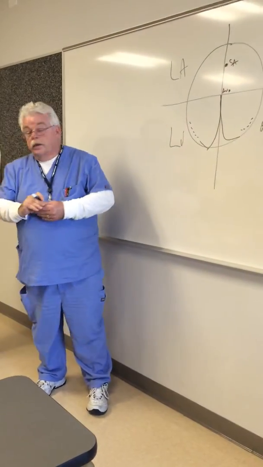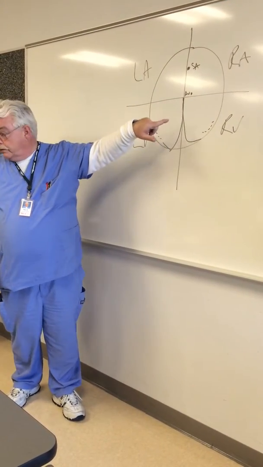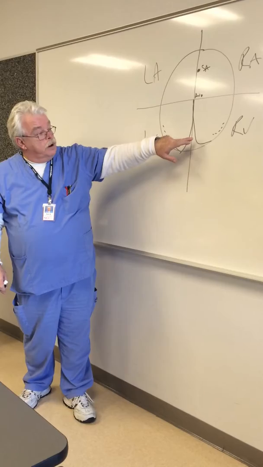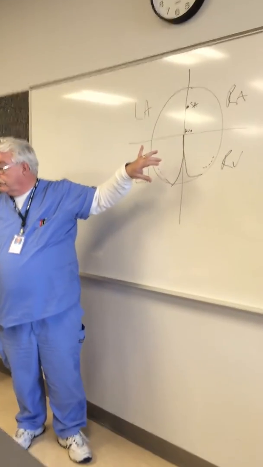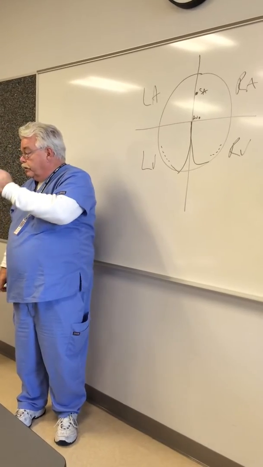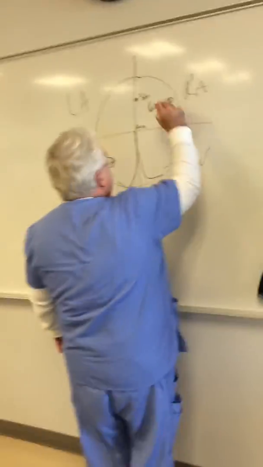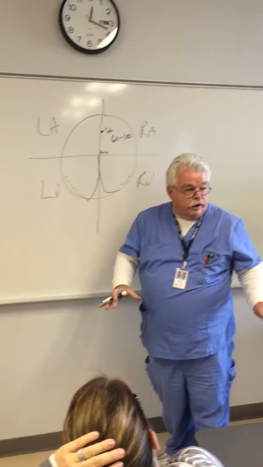Conduction system: SA node, AV node, bundle of His, right bundle, left bundle, Purkinje fibers. Any of these can give you a jolt to make the heart beat. Normally, it's the SA node, and you've got to know these. These are called inherent rates, 60 to 100 from the SA node. That's when everything's working fine.